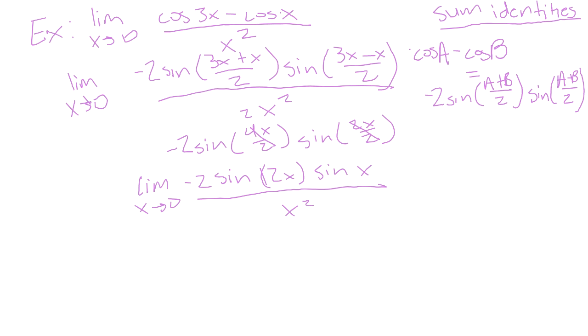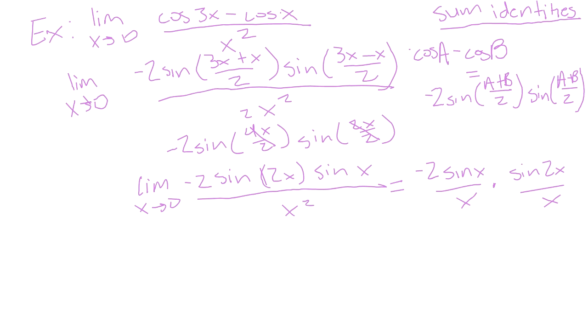So what we can do is break this up into two separate functions, into two separate equations, where now it's a product. So we can separate this to where this now equals -2 sine of x over x times sine of 2x over x. Now we can take the limit of these separately and then multiply those two separate limits at the end.